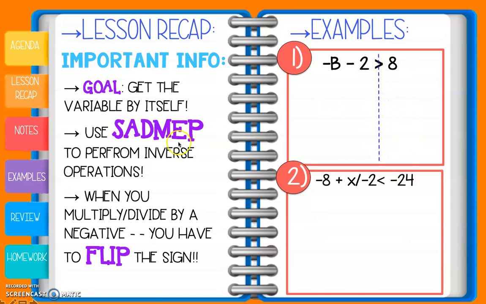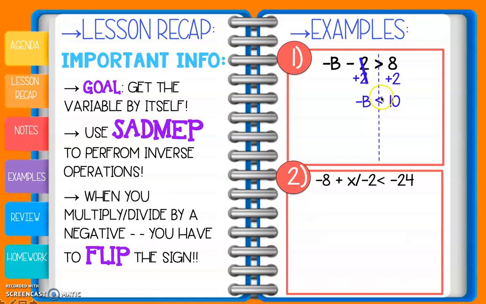So we're going to use SADMEP. So I'm going to cancel out my subtract 2 first. The opposite of subtract 2 is to add 2. Whatever we do on the left, I'm going to come over here and do the exact same thing on the right. So I have a minus 2, I have a plus 2. Those are opposites, so they cancel each other out. And we're left with just a negative b is greater than 8 plus 2, okay, which gives me 10.